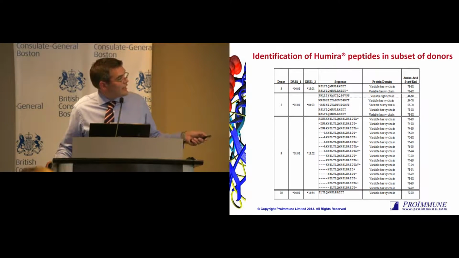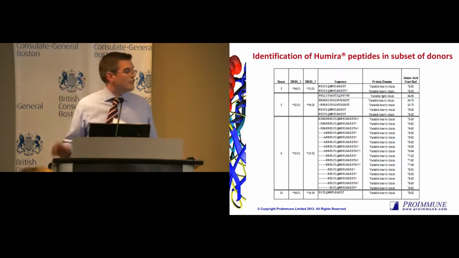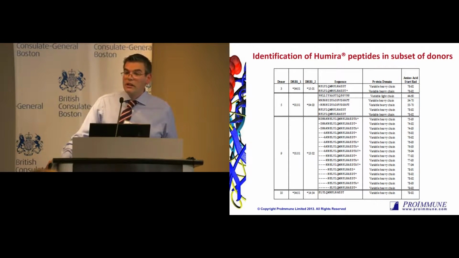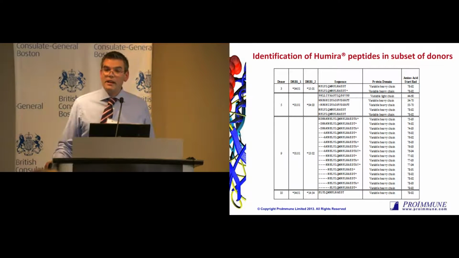Interestingly, this particular peptide region, 78 to 92 or 77 to 94, was identified in nearly half of all 20 donors that we looked at. So a very promiscuous binding peptide.